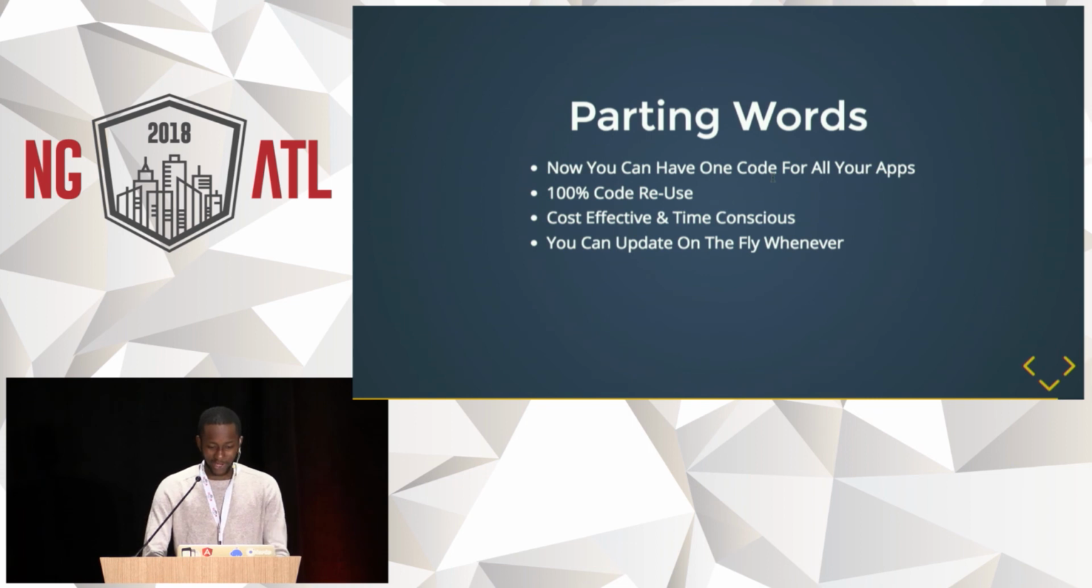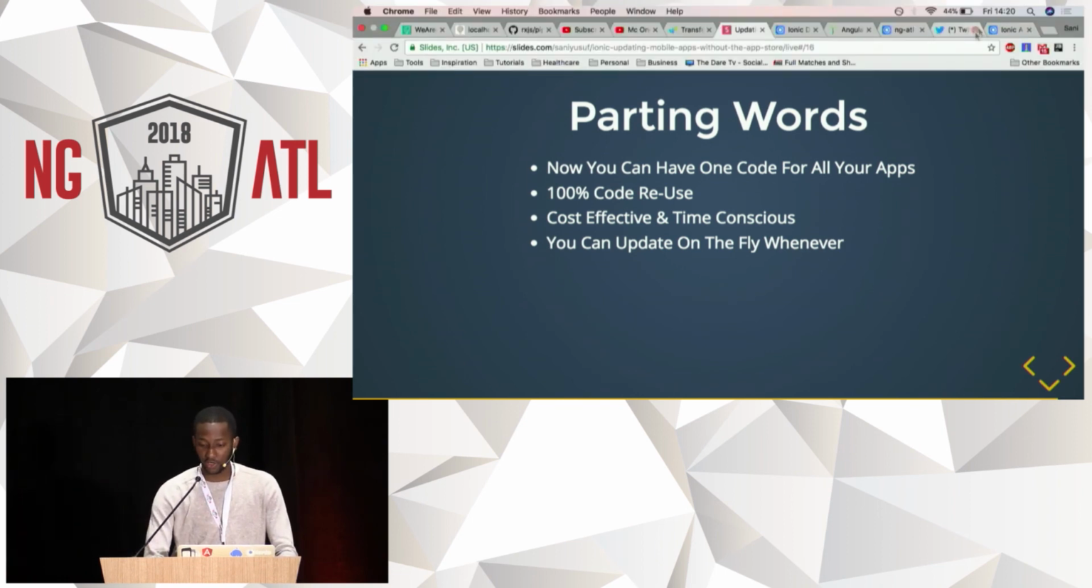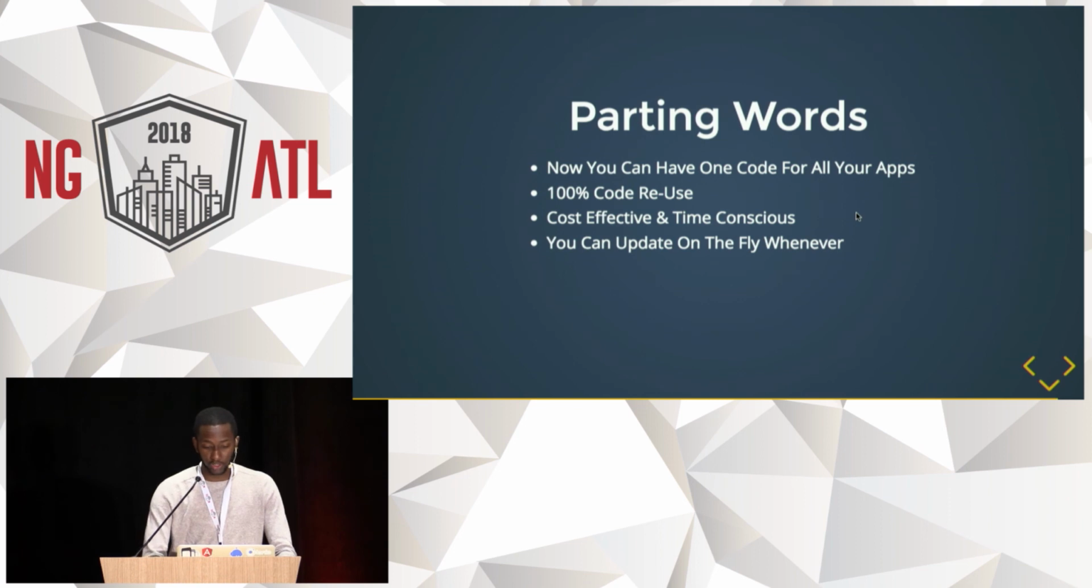OK, now you can have one code for your application. This is what we've been able to demonstrate. We can also, if you notice, we have multiple versions. There's an Android version, an iOS version here. And it's all 100% code reuse. It's very time effective and conscious. And you can update from anywhere to anybody on the fly.